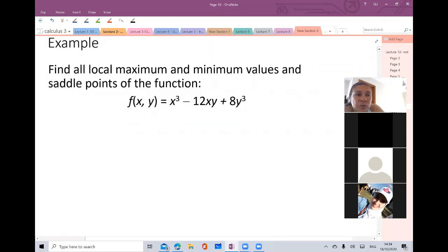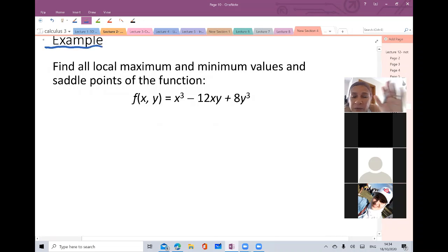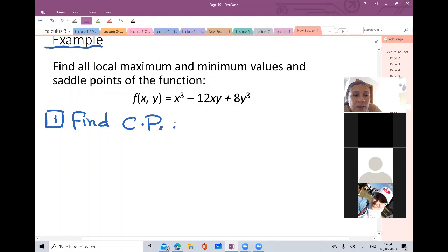Okay, now let's do the job. We now know our analysis, defined our problem. We are now able to solve such problems. Let us find the local maximum, minimum and saddle points of a function. So what are my steps? First step, find my critical points. The second step is to evaluate the expression D and apply the second derivative test. I'm going to compute D at each one of these points and apply the test.